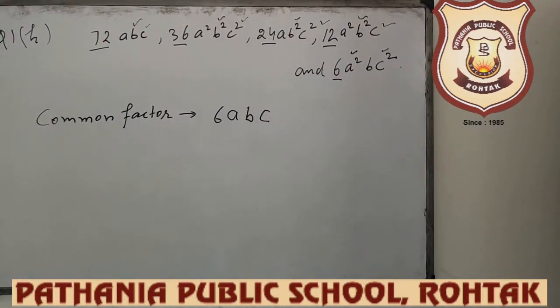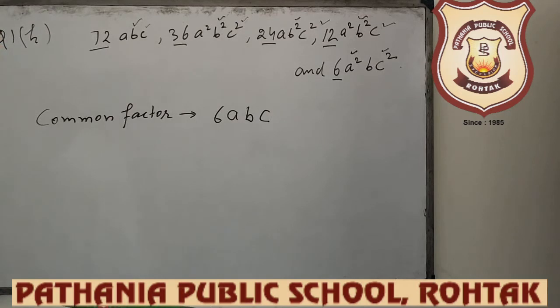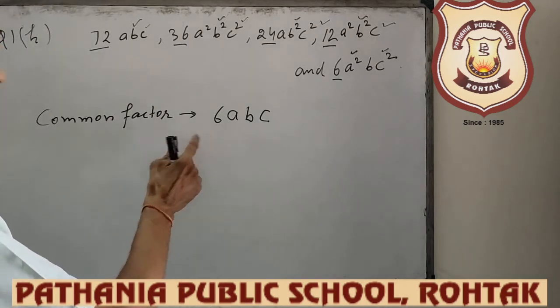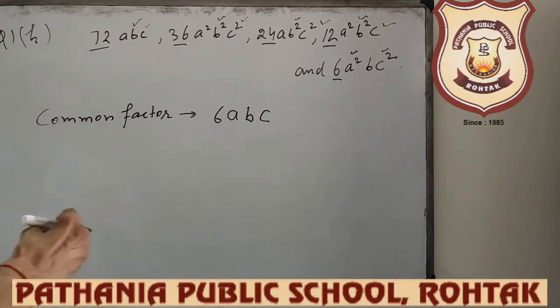Now the next question is: factorize by taking out the common factors. Now what I am going to do is give you a complete algebraic expression, and you have to find the common factor. Not only find it, you have to take that part common also. Very important topic. This is question number 2.